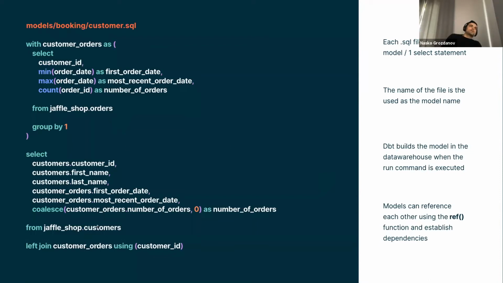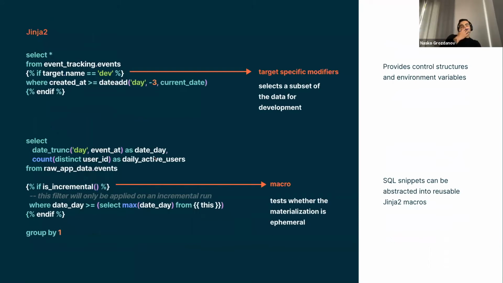Now, different models can refer to each other, for which there's a function called the ref function, and that builds a dependency graph. Again, that's not fundamentally necessary. You only need that if you have a model that depends on another, right?